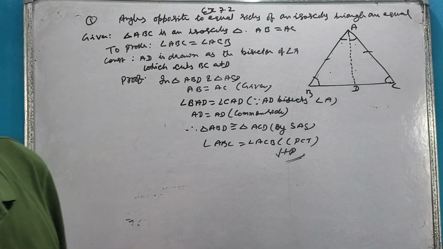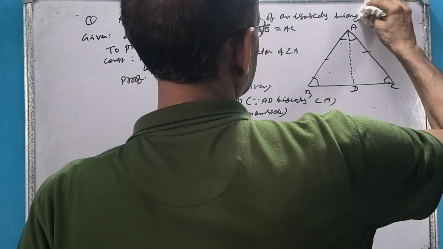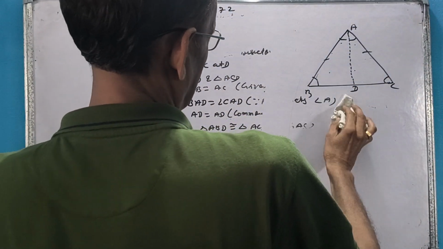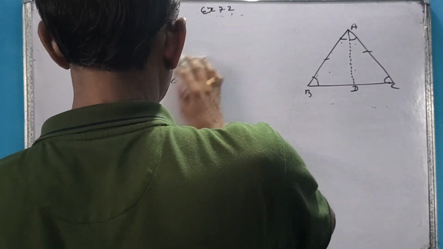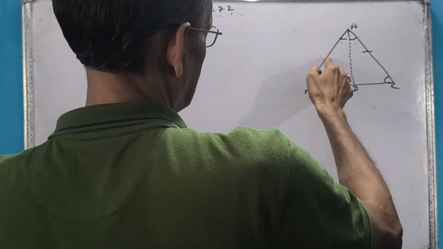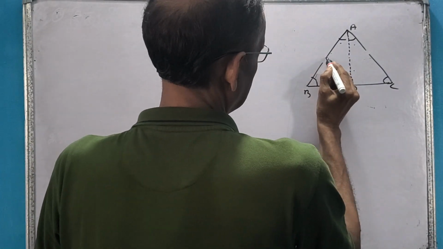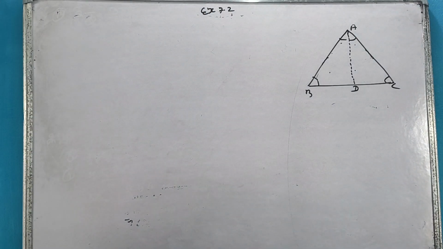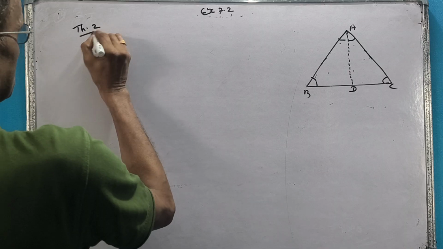Understood? So not difficult. Now theorem number 2 is just the converse of theorem number 1. What is theorem number 1? Angles opposite to equal sides of a triangle are equal. This time equal angles are given. Sides are not given. Angle B equal to angle C is given. We need to prove AB equal to AC. So what will I write? Theorem number 2 of exercise 7.2.